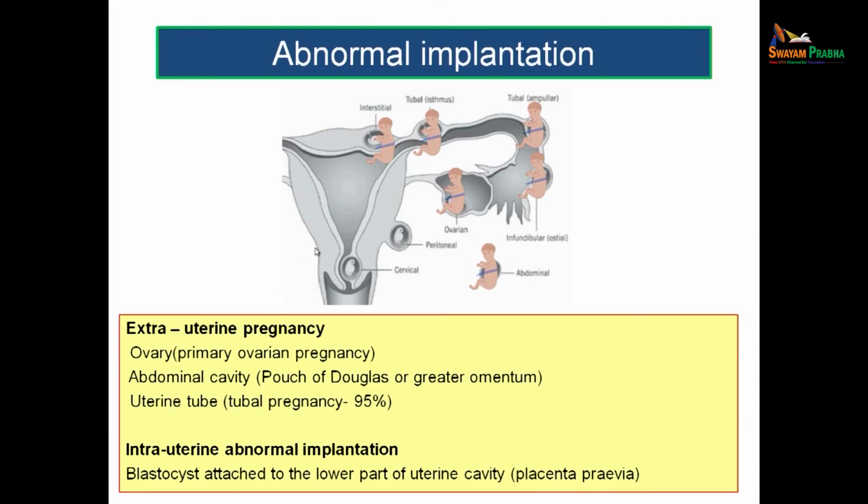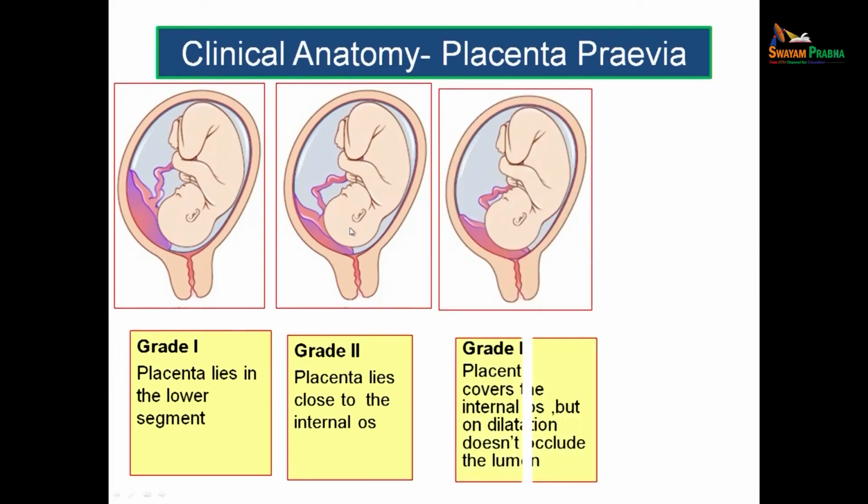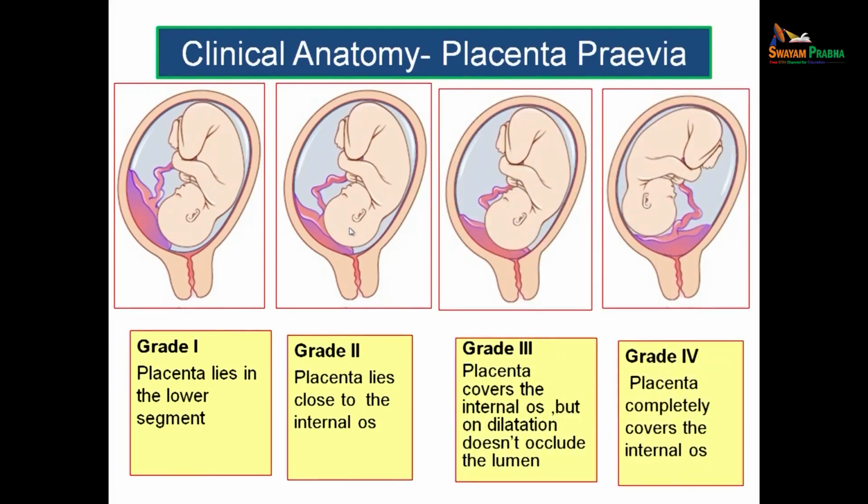Sometimes you might get abnormal implantation within the uterine cavity, that is when it is getting implanted within the uterine cavity other than the upper segment, then again it is ectopic. So, that condition is when the implantation happens in the lower part of the uterine cavity. So, that is actually an abnormal site of implantation, and that condition is known as placenta previa. So, these are the different grades of placenta previa. So, there are mainly 4 grades of placenta previa.